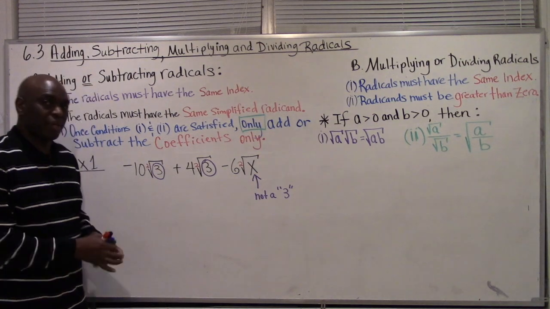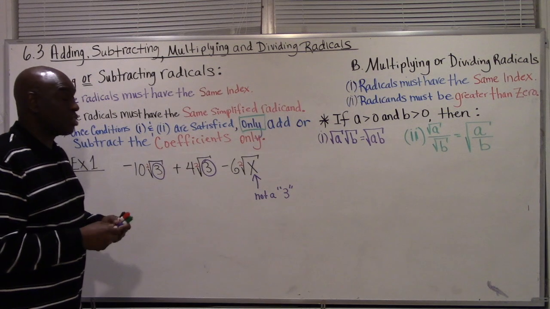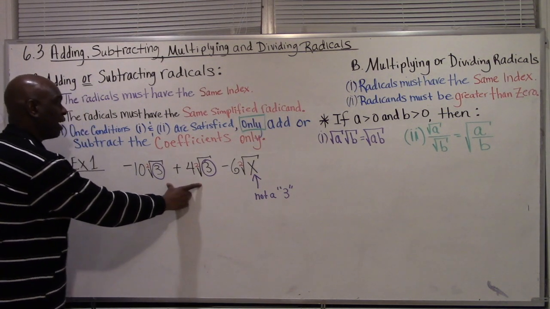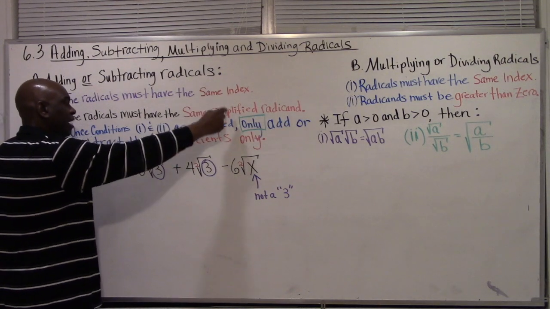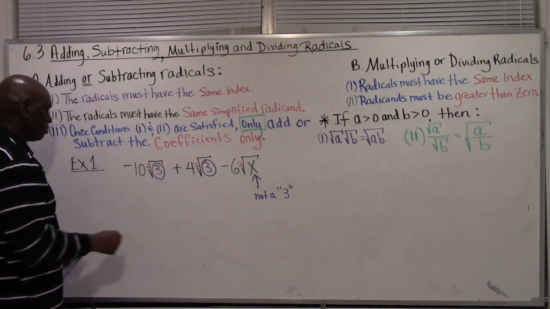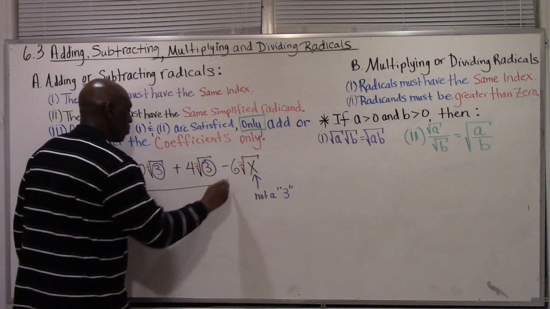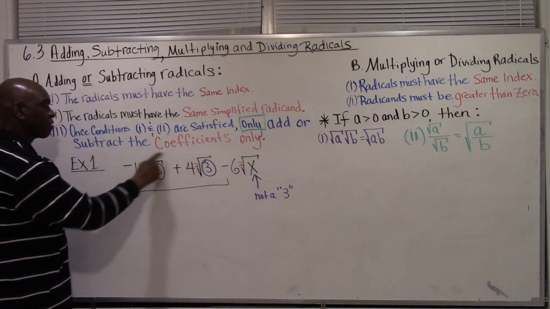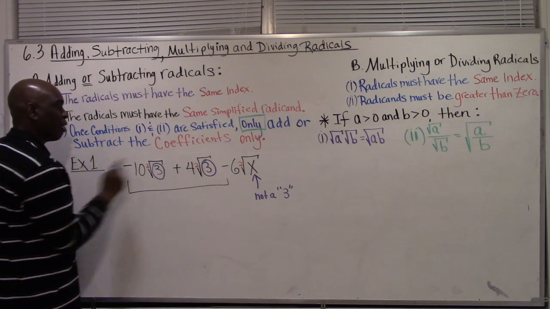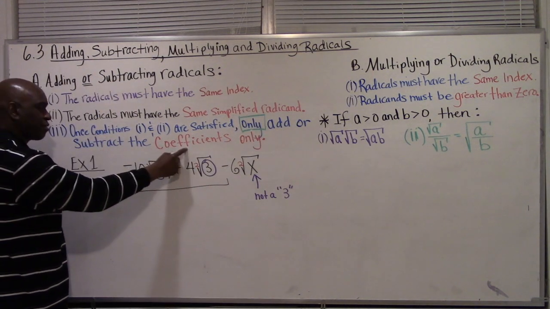These two are the same. They fit category 1 and category 2. So since these two are the same, they have condition 1, they have condition 2, so go ahead and do condition number 3 here. We can do condition 3 here, because look, they have the same index. They have the same radicands. So go ahead and only add or subtract the coefficients.